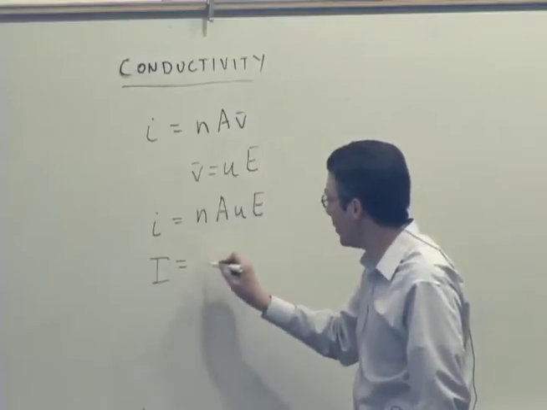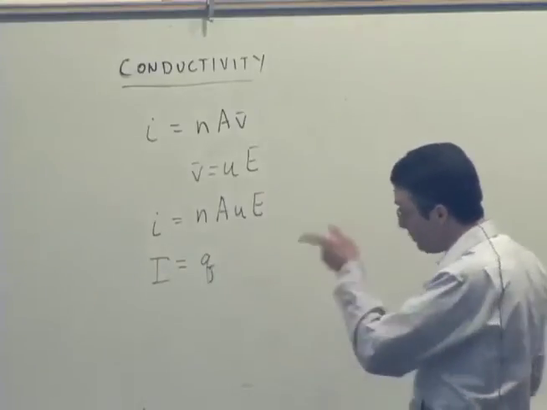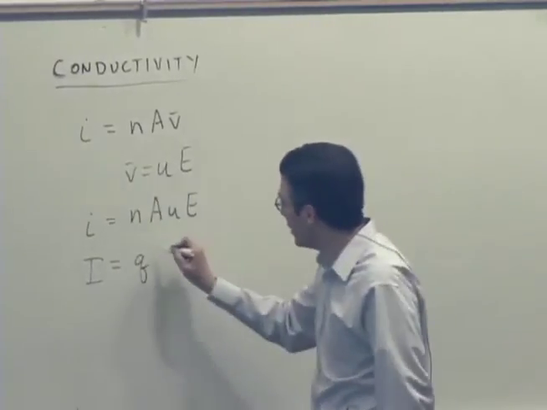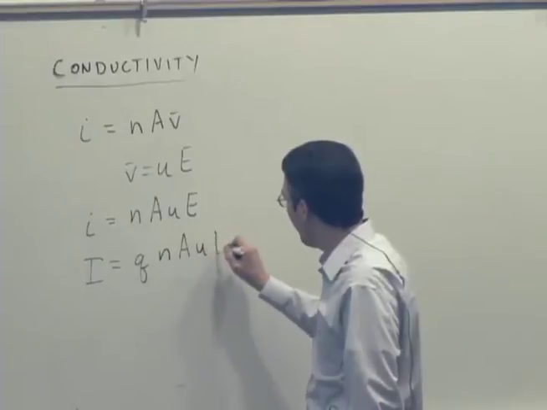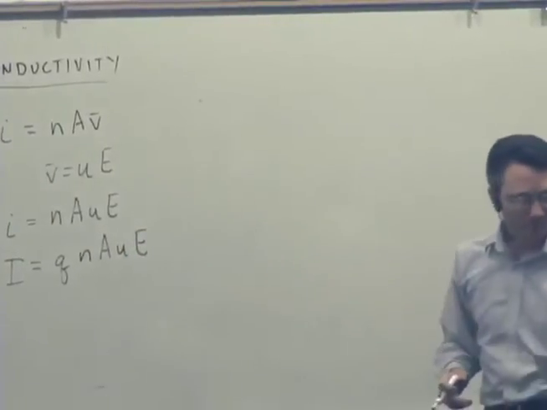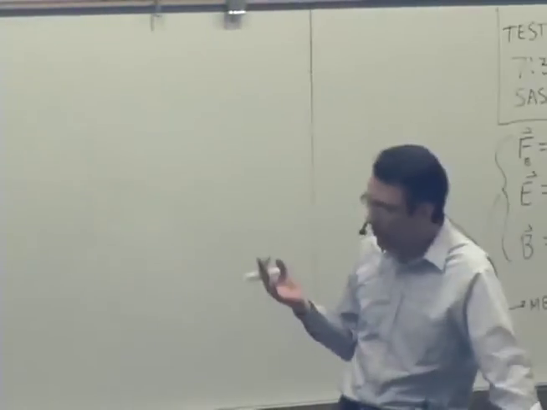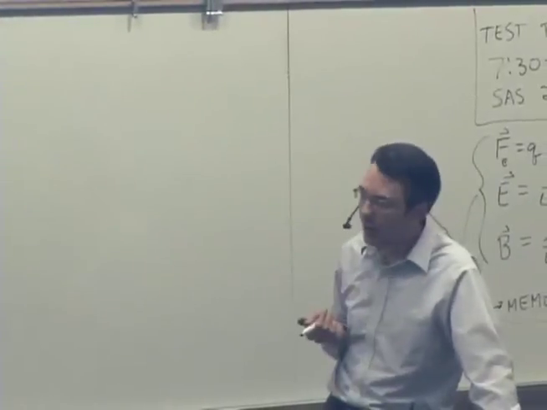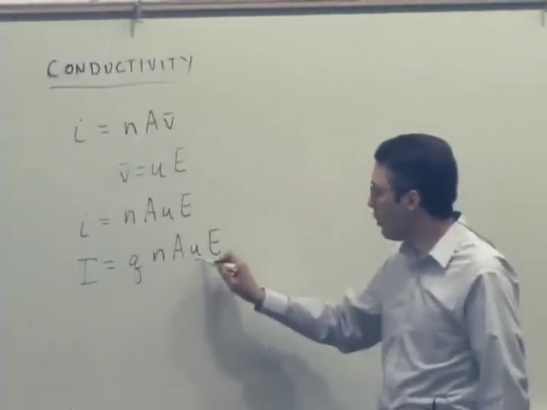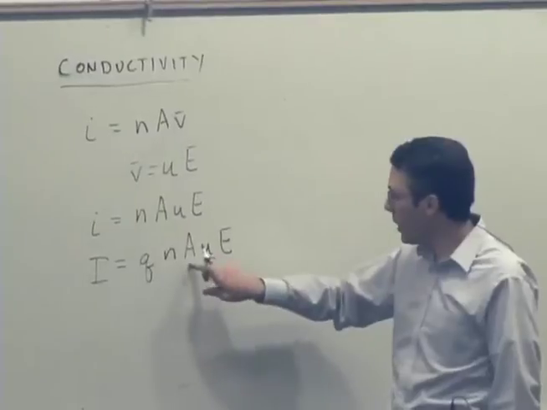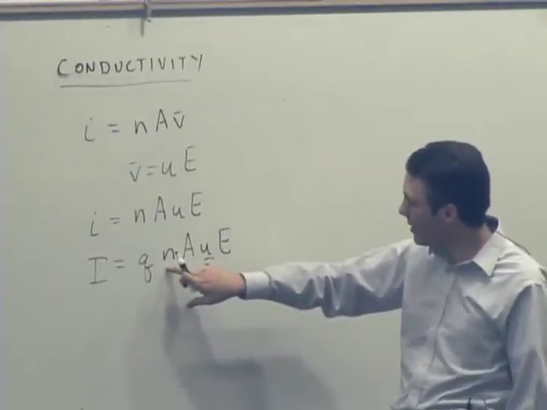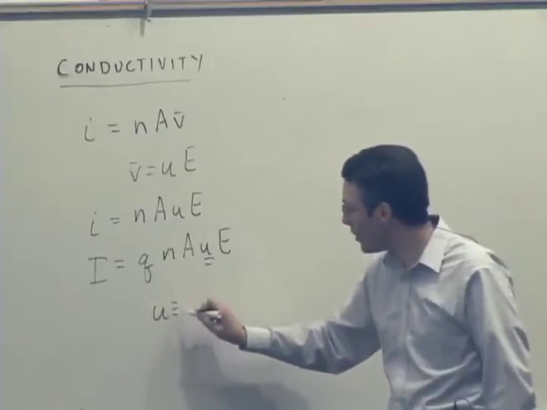Capital I is then the charge of an electron, or the charge of whatever the mobile charge is in the conductor, times NAUE. So when we're thinking about how easy it is for a current to flow given a particular electric field inside a conductor, it depends on a number of things. It depends on the mobility, the cross-sectional area of the wire, and the electron density. Okay, so let's just write these things again.